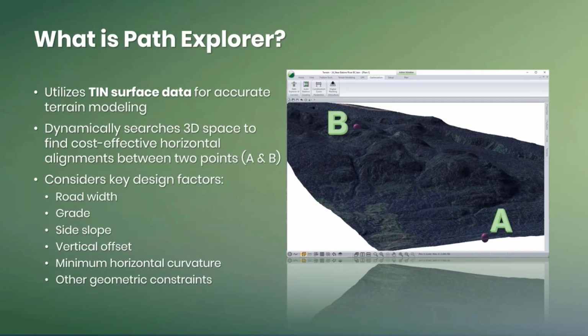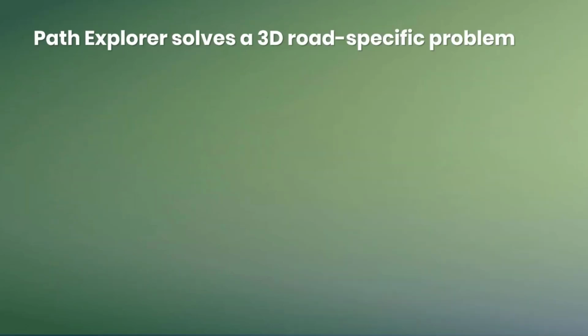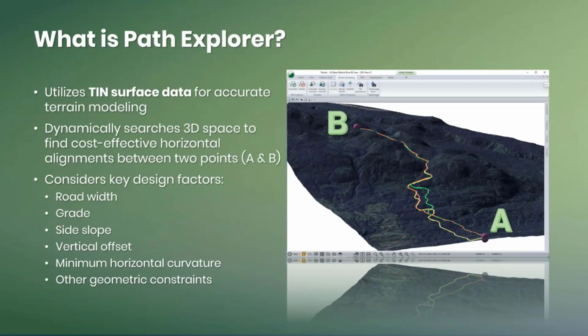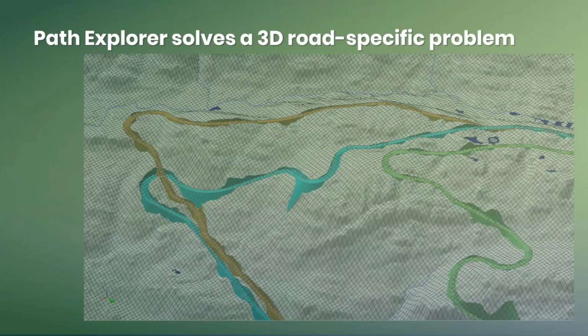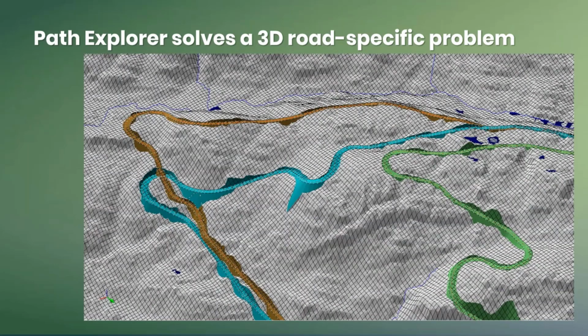So Path Explorer is going to do this and then come back with some solutions depending on how many you've asked for. It's really worth noting, and maybe going back actually for a second, it looks like we're just giving you a line on the map, but behind the scenes, it's not just a line on the map. It's really solving an incredibly complex three-dimensional road-specific problem. And this is a bit of the lens of what Path Explorer looks at it through.